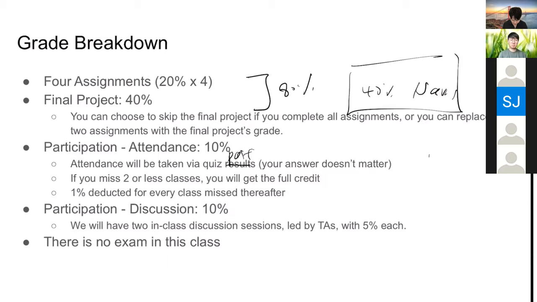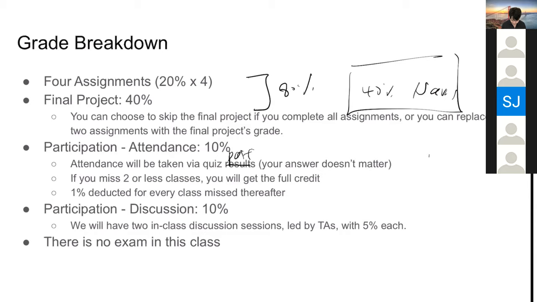And there will be a participation score for the discussion. We'll have two sessions during this semester, led by TAs, and I'll let you know what the topics are, but each will be 5%. What you'll be graded upon is how much you participate, how active you are in the discussions, and what you say, is it correct? I mean, of course, it's okay to be wrong. It's just whether it makes sense, right?